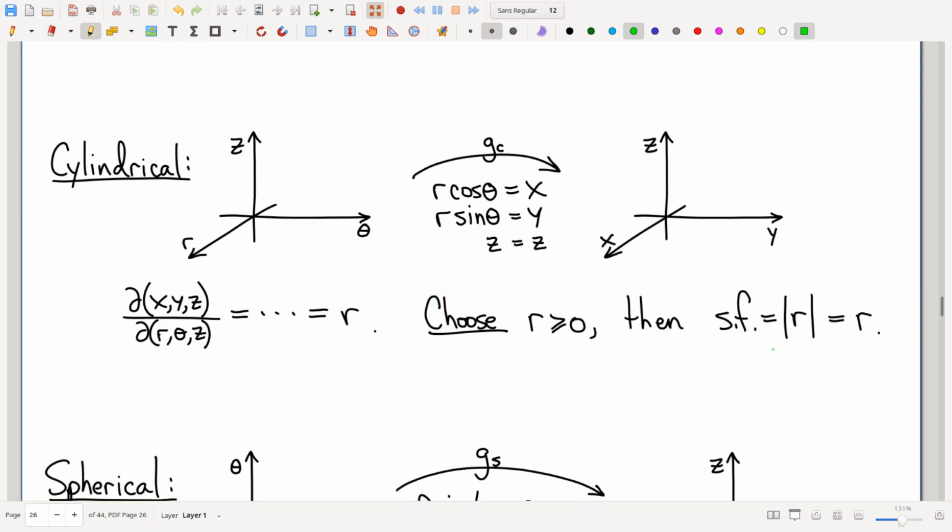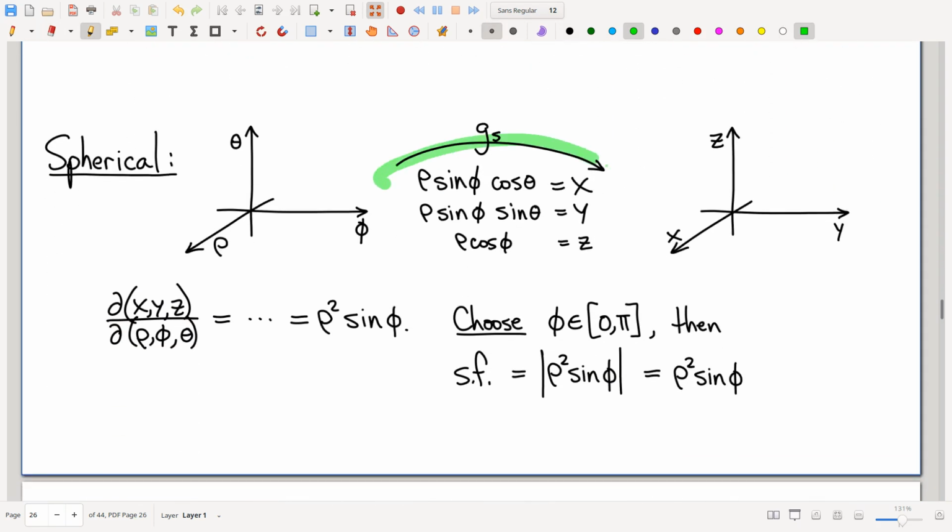Okay, and then on to spherical. And again, it's a change of variables function. And again, you can compute the Jacobian determinant.